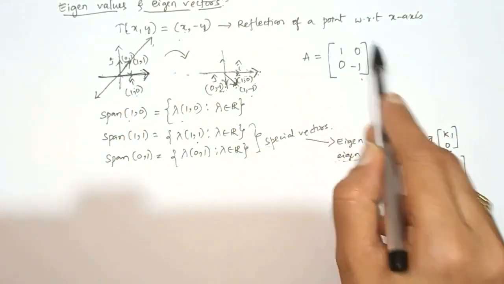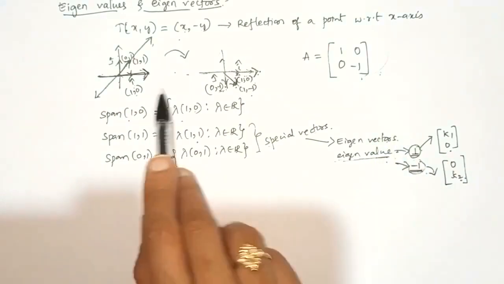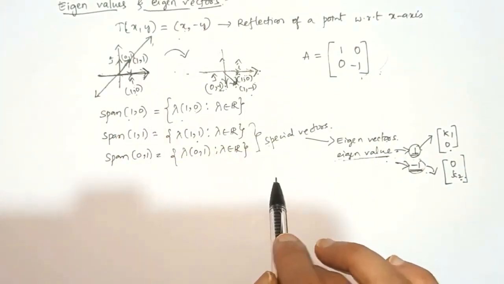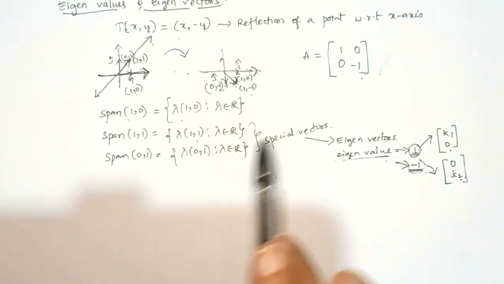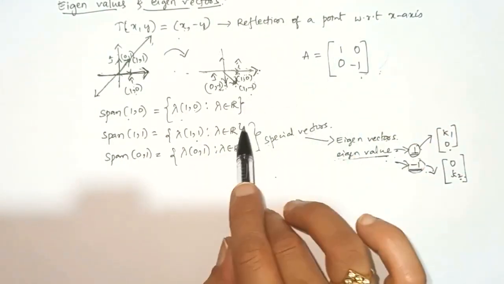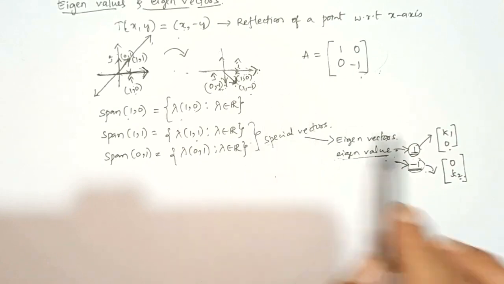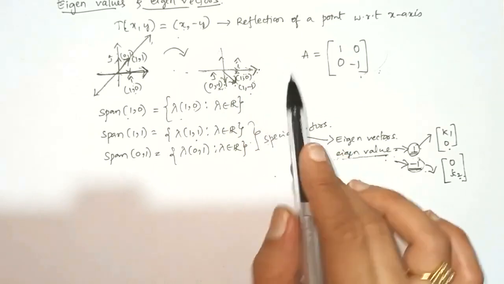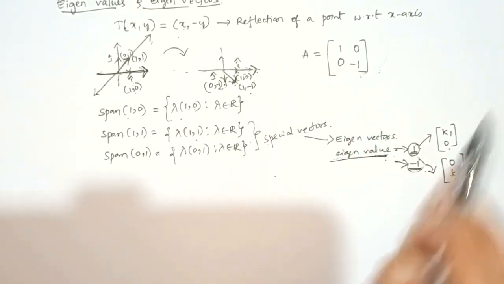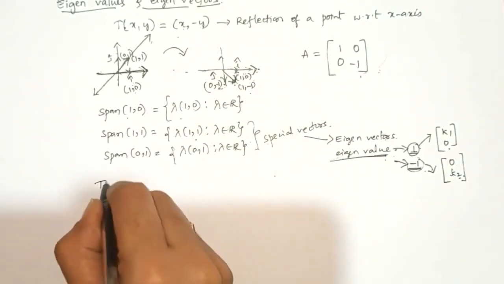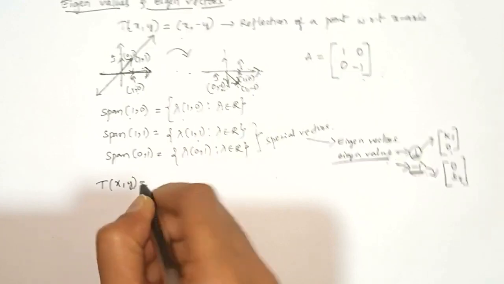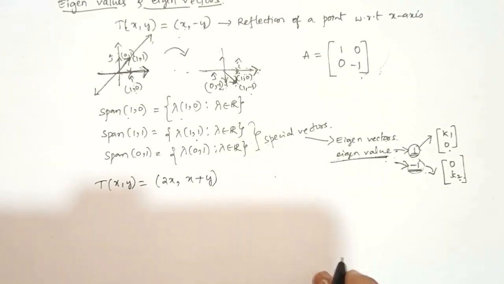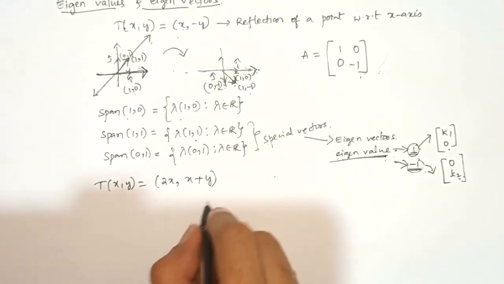But algebraically, every time we can't map like this; this is for understanding purposes. You have to find those vectors which remain in their own span, and find by what amount they get stretched or squished. That is called its eigenvalue. I will give you one more transformation to illustrate this. T of (x, y) equals (2x, x plus y). This is one more linear transformation.